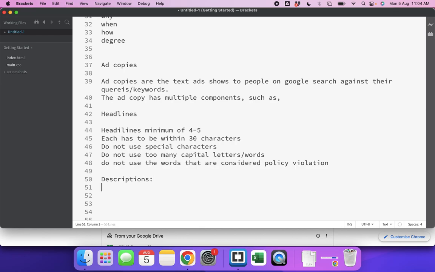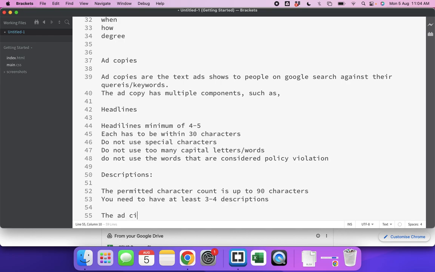Descriptions. The permitted character count is up to 90 characters. You need to have at least 3 to 4 descriptions.